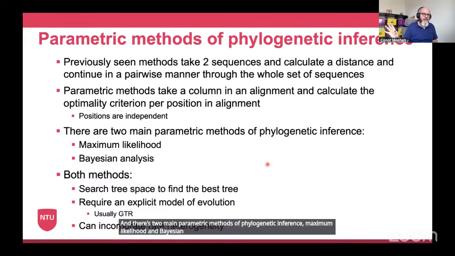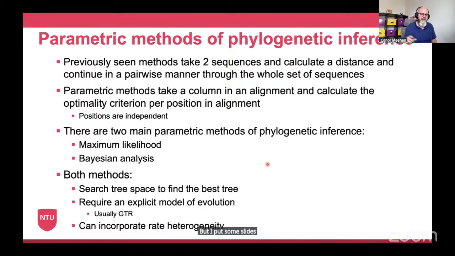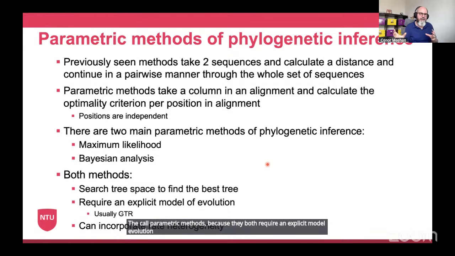I won't talk too much about Bayesian analysis. There is going to be a future webinar from the PHA4GE network on phylodynamics, which is all based on Bayesian, so I will leave it to that. But I put some slides in here to explain the basics if you really want to get into it. They're called parametric methods because they both require an explicit model of evolution. You have to give it parameters. So parametric, you have to explicitly tell it the parameters. And they can incorporate really complex models of evolution, such as what's called the general time reversible model, GTR, and site heterogeneity.